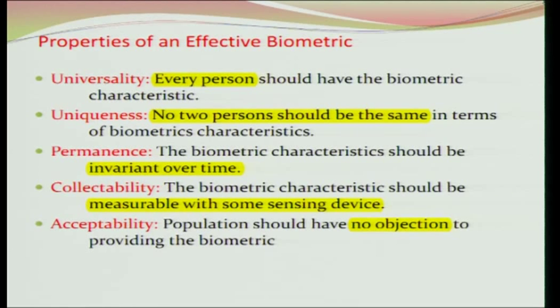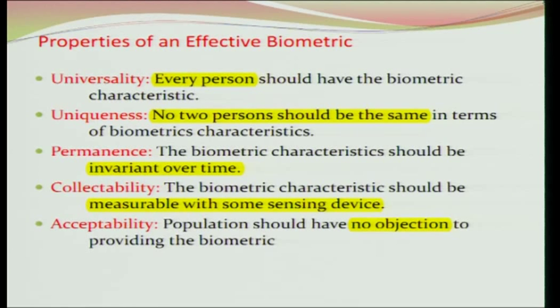In the case of fingerprint, let us understand now. Universality: everybody has a finger. Can I draw this conclusion? No. I told you that there are people, even if it is 1% or less than 1%, who do not have fingers. That finger is not there. But if their finger is there, then the characteristic exists.